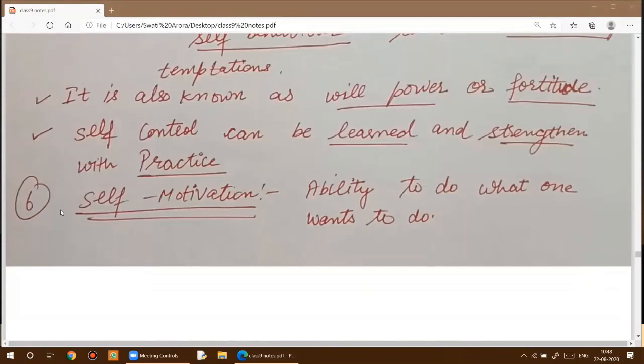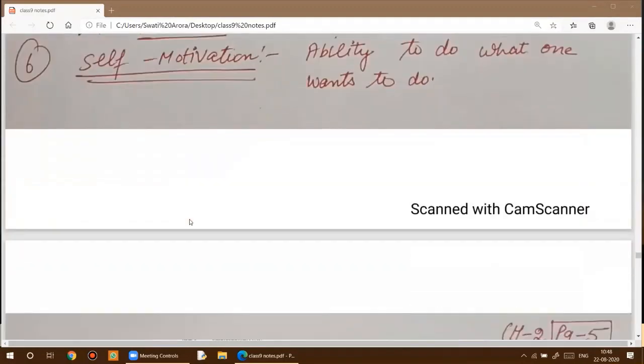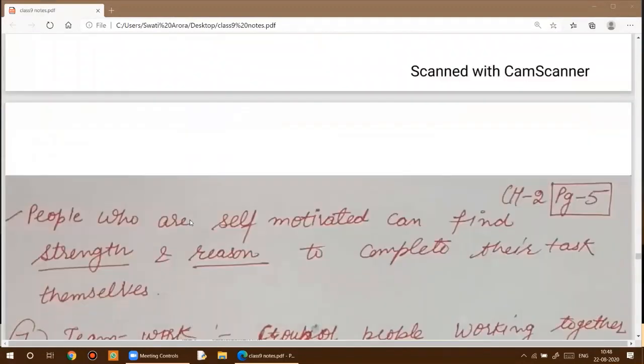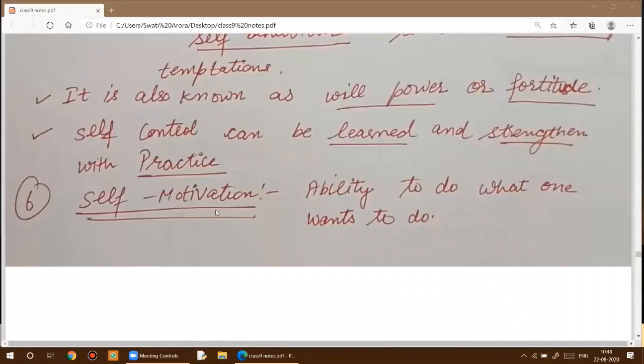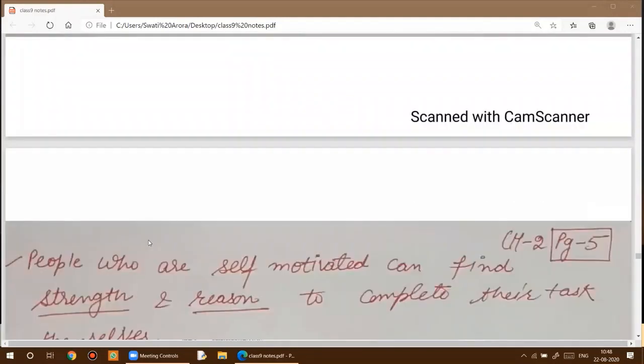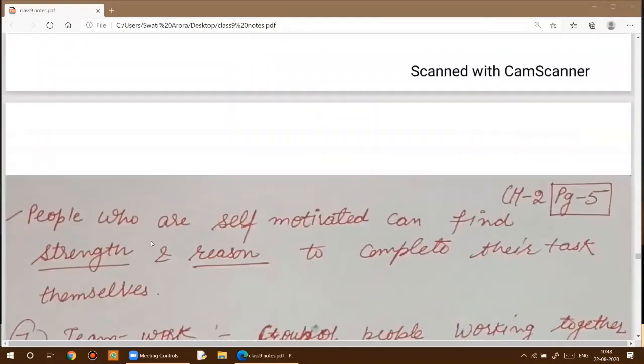See, self-motivation means nobody is there to motivate you. You yourself are motivating. So in this way, if you are self-managed, you will be motivating yourself. Rather, you must surround yourself with such people who keep on motivating you. Those who are positive, who have a positive approach in life, can help you attain this self-motivation inside you. So always surround yourself with positive people.